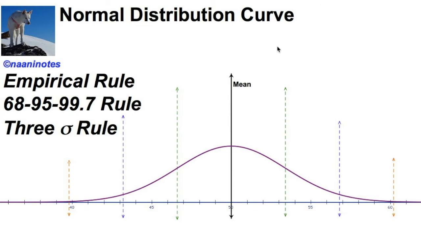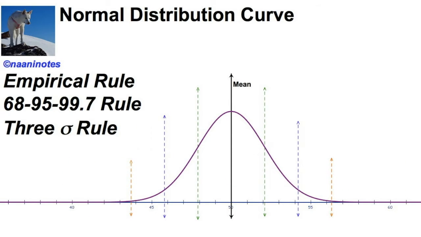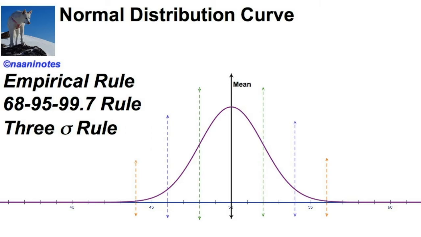Welcome to Naughty Notes. Today's topic is the empirical rule, or the 68, 95, 99.7, or the 3 sigma rule. Any of those work for me. And we've got our graph here with our normal distribution, and we've already got some of those standard deviations in there. They could be wider, or maybe the standard deviation smaller.